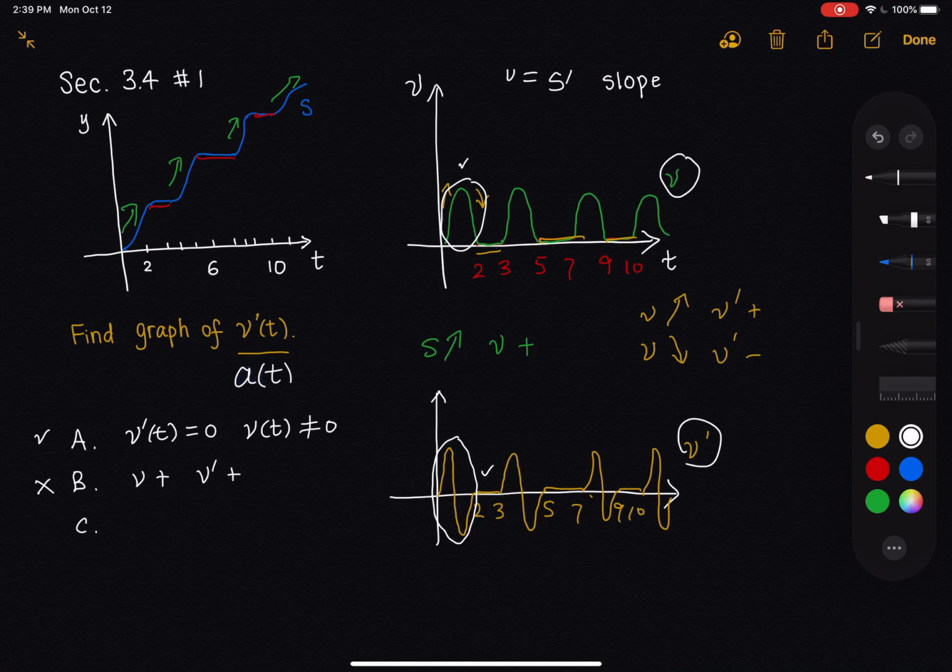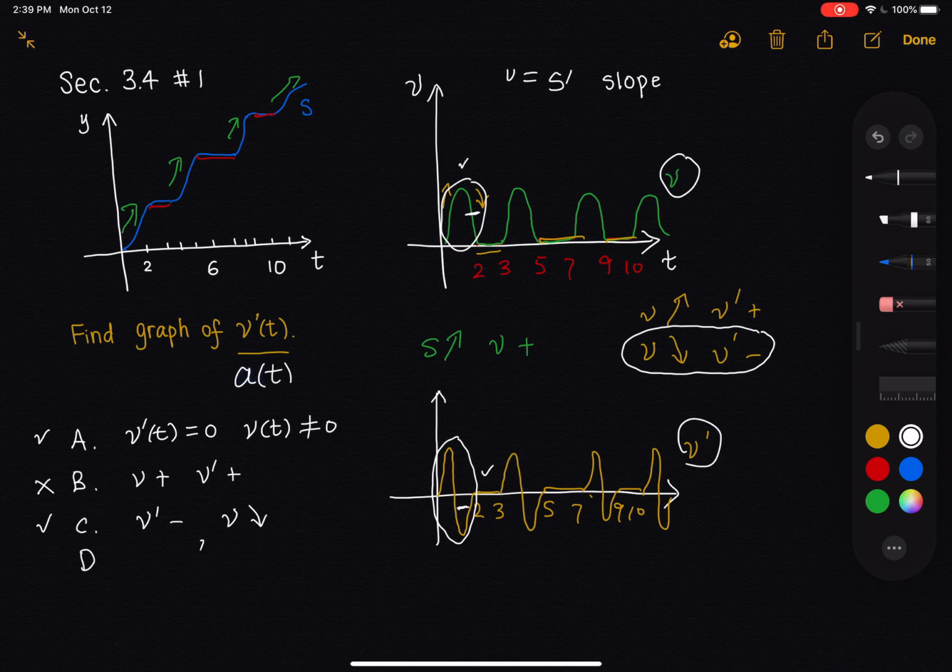Now take a look at C. When v prime is negative, the car is slowing down. What does it mean by slowing down? It means v is decreasing. Is that true? Take a look: when v prime is negative, right here in this region, v is slowing down, meaning it's decreasing. In general, when the derivative is negative, the function is decreasing, and you can verify by looking at the graph. So statement C is correct.